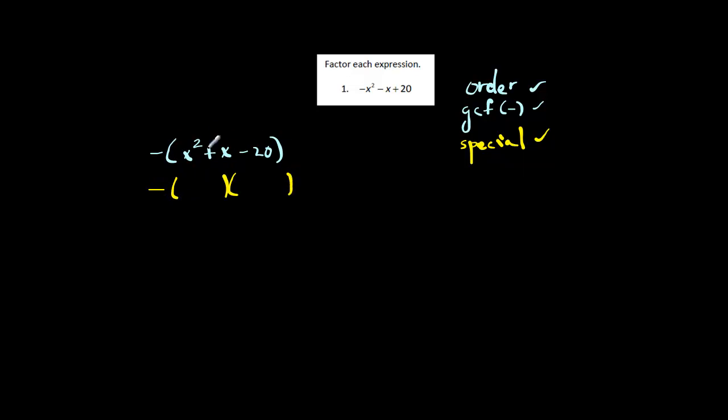So it's an easy trinomial, meaning the lead coefficient is 1. So to get the x squared, I'm going to have x and x. I need two numbers that multiply to give me negative 20, but add up to a positive 1. So it's going to be positive 5 and negative 4. And that's your answer.